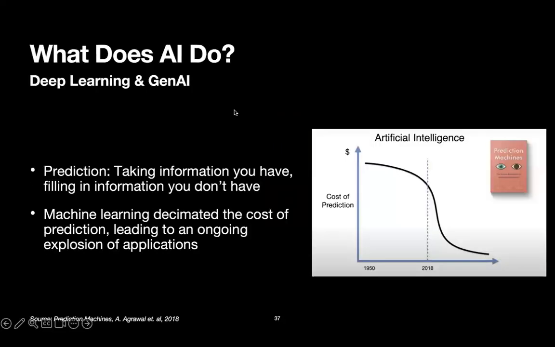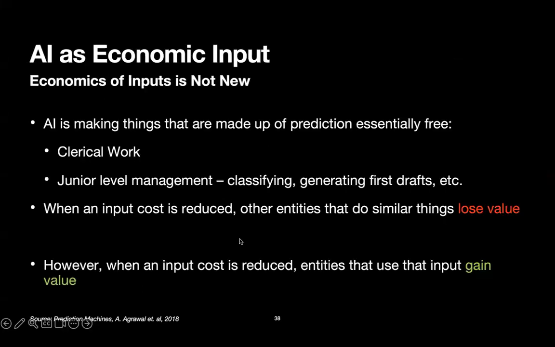So let's first look at a microeconomic view. For the economists out there, I'm using these words a little loosely. But what does AI even do? So we talked about prediction. It's taking information you have and filling in information you don't. Machine learning has decimated the cost of this, leading to an ongoing explosion of applications, right? So what does that mean? Well, that means that things that use predictions as an input are going to have an impact.